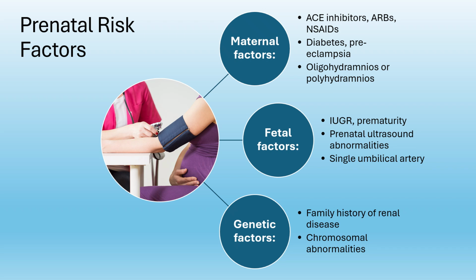Genetic factors underlie many renal diseases. Polycystic kidney disease, reflux nephropathy, and numerous syndromes follow inheritance patterns. Chromosomal abnormalities like trisomy 21 increase urologic malformation risk fivefold. When we identify these risk factors prenatally, we prepare for comprehensive evaluation at delivery, potentially preventing complications through early intervention.